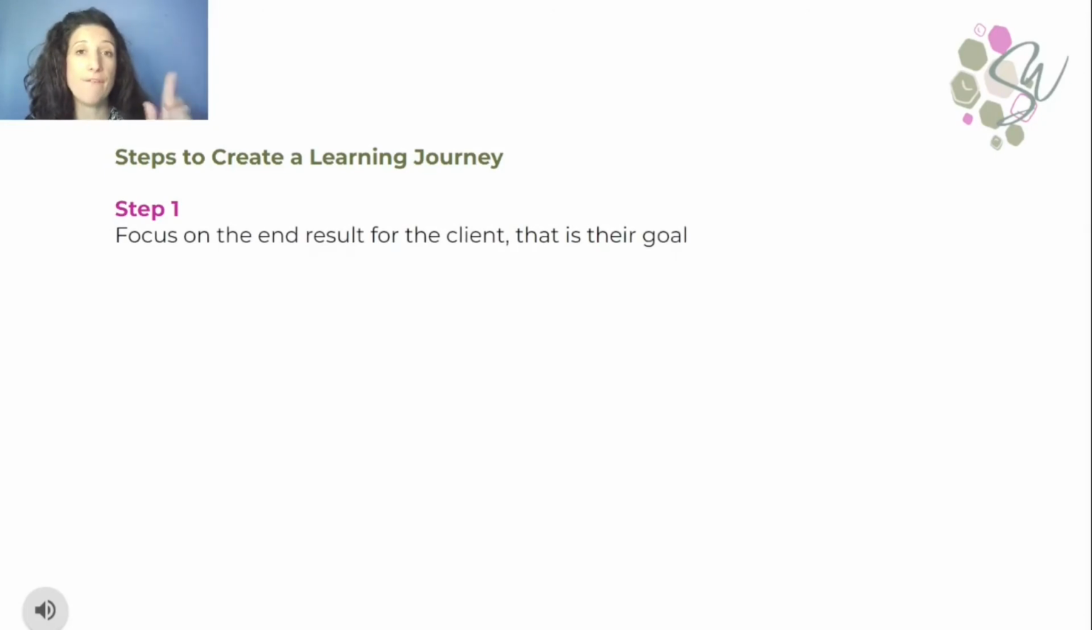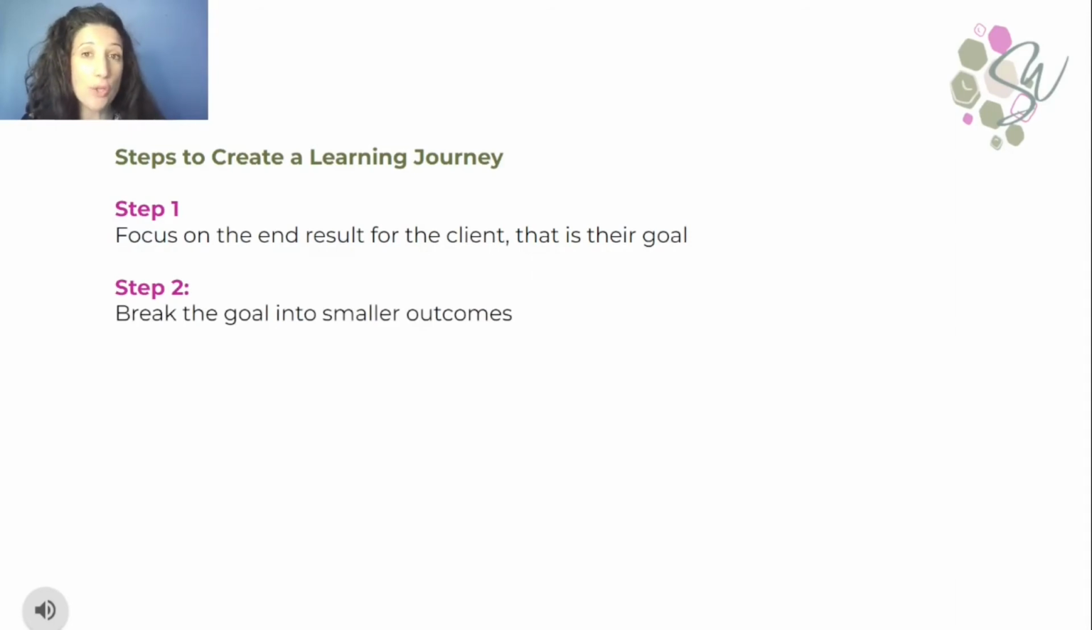The first step, focus on the end result. If you have an ambiguous goal, you are going to have an ambiguous course and you're going to have an unstructured course that is just going to confuse the student and give them a cognitive overload where they're absorbing too much information that they don't remember anything. We don't want that. So make sure that your goal is very specific and is action-based because that's the foundation you need. Step 2, break those goals into smaller outcomes. They are your learning outcomes.